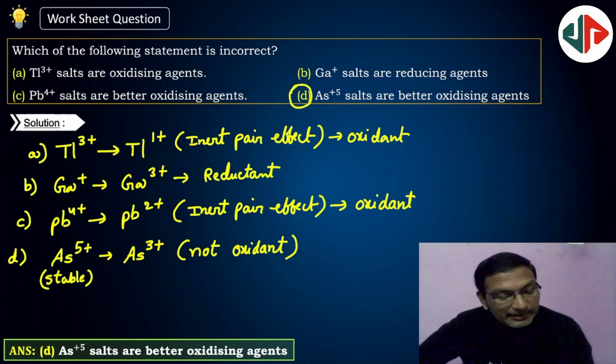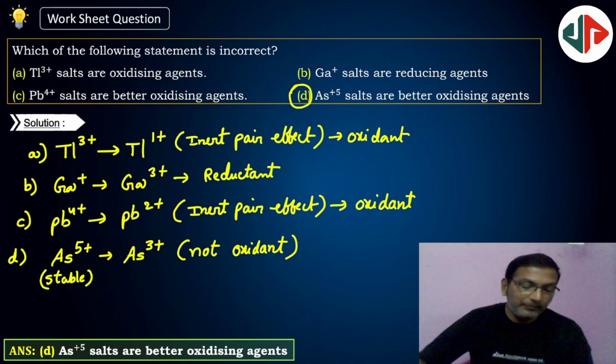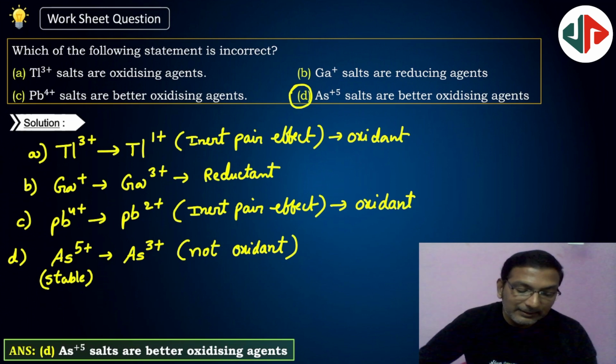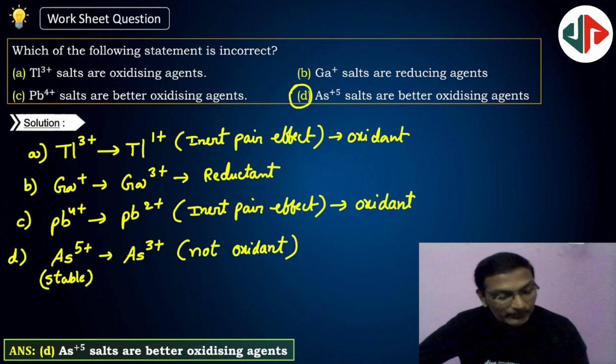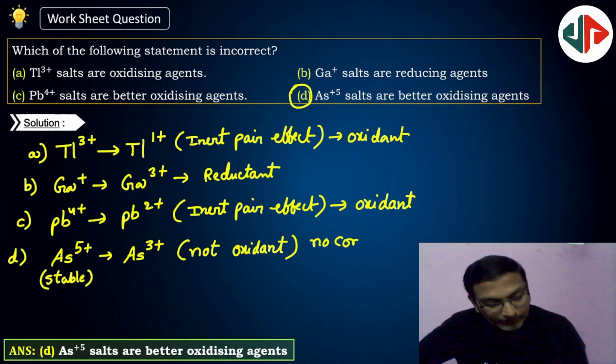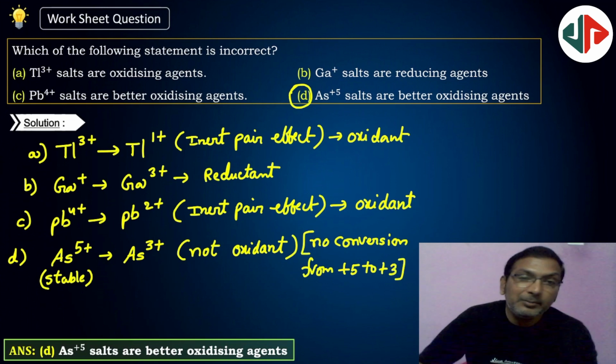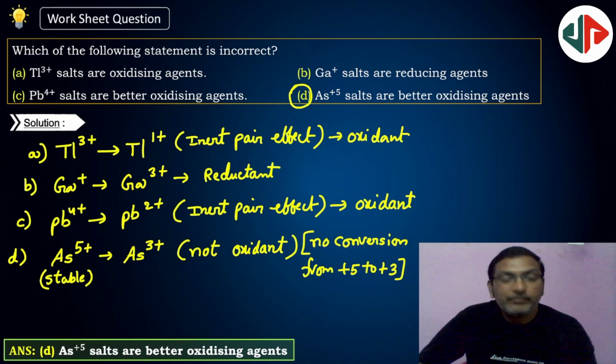So, Tl3+ is oxidant, Ga+ is reductant or reducing agent, Pb +4 oxidant. But As +5 is not an oxidizing agent due to no conversion from +5 to +3. As5+ will not be reduced. Therefore, that is not an oxidizing agent. Option D. Next one.